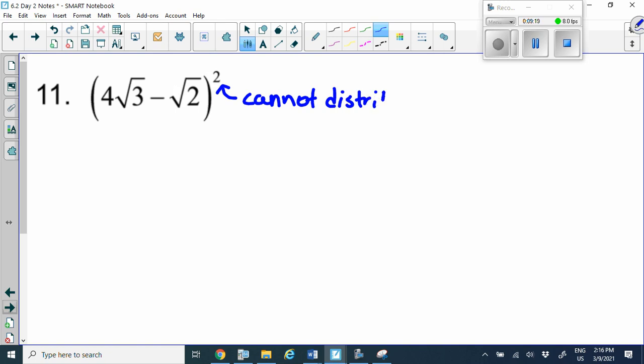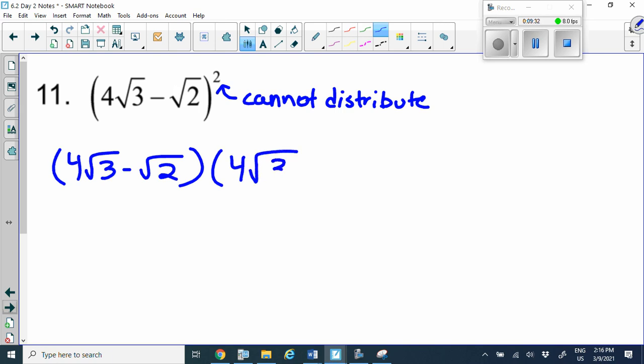Instead, this is what we did in our polynomials and really quadratics unit. What this squared means is we're going to expand. So I'm really going to do 4 square root of 3 minus square root of 2 and multiply that with, once again, 4 square root of 3 minus square root of 2. So what I'd like you to do is go ahead and pause the video and try this one on your own. Okay, let's see what you got.